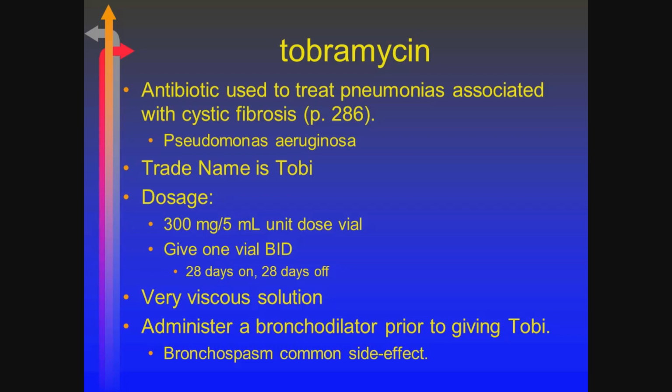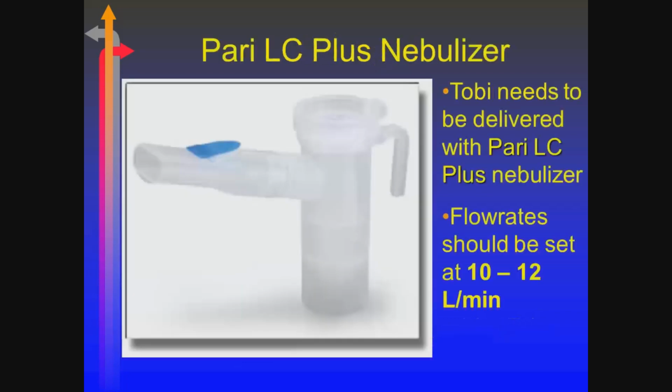So this is a chronic medication that these people take. It is a very viscous solution, so traditional nebulizers don't work really well with it, and I'll talk about that in a second. And because bronchospasm can be a side effect, we pre-bronchodilate them with albuterol prior to the therapy.